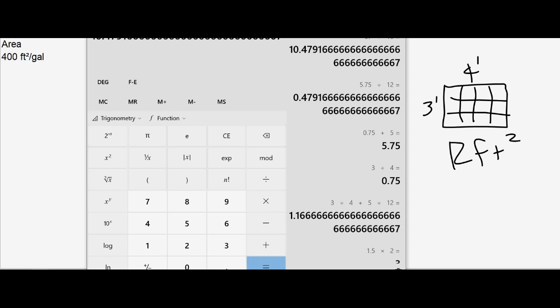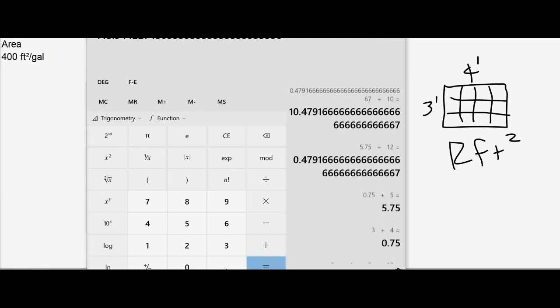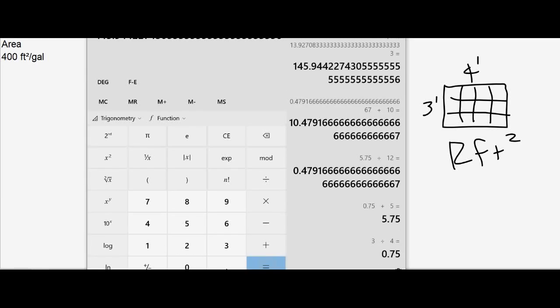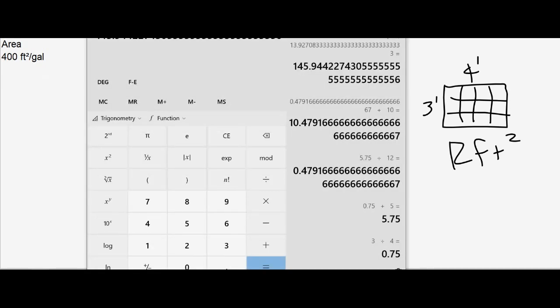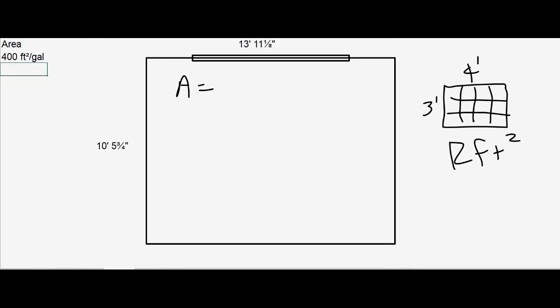Now I can just multiply. My calculator's got it in decimals, which it likes. It doesn't like fractions, but it likes decimals. So I take that number times memory recall. I get my 13.927. And I end up with 145.944 square feet. So my area equals 145.944 feet squared.